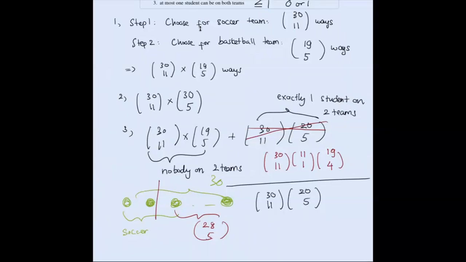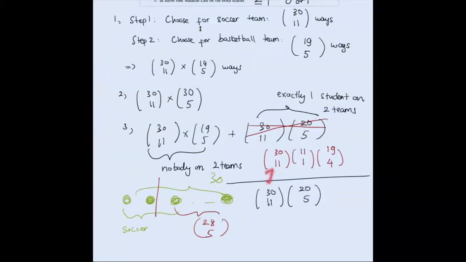Yep. And this one is just like choose 11 members for the soccer team. And out of those 11 members, I choose 1 to be on the basketball team so that I will have exactly 1 student on both teams. And then for the rest of the members of basketball, I choose from those students who haven't been picked for soccer. So if you add those 2 together, you will get the correct answer. Or a shorter way you can do is this expression here.